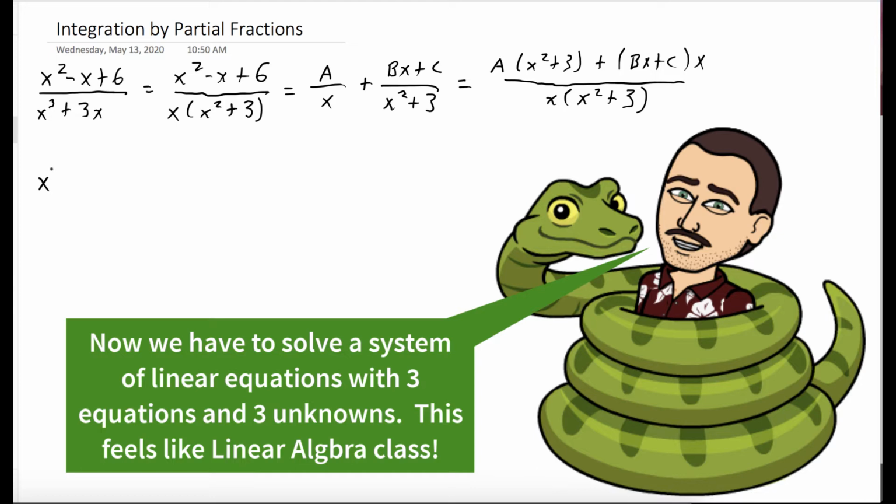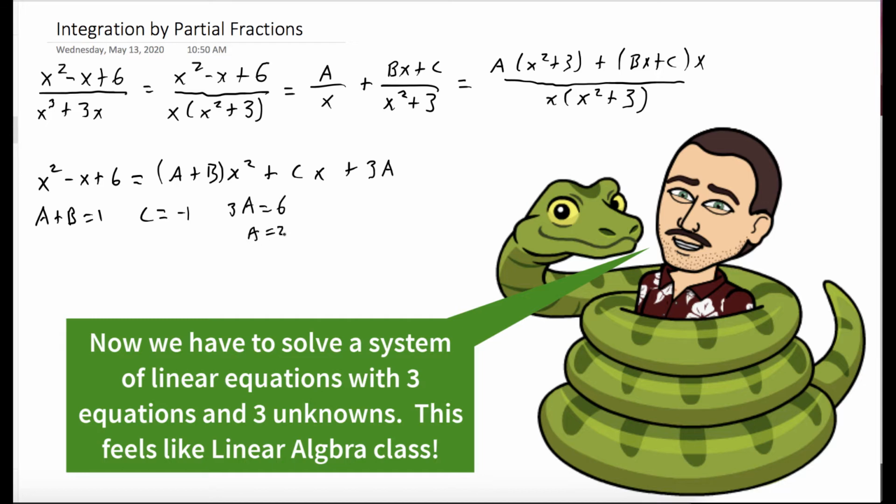So we have x squared minus x plus 6 is equal to, and we're going to group them together by coefficients, a plus b times x squared plus c times x plus 3a. And now what we'll do here is set up a system of equations where the coefficients on the left have to equal the coefficients on the right. So a plus b equals 1, c equals minus 1, and 3a equals 6. Clearly we could solve for a, and using that we could solve for b.